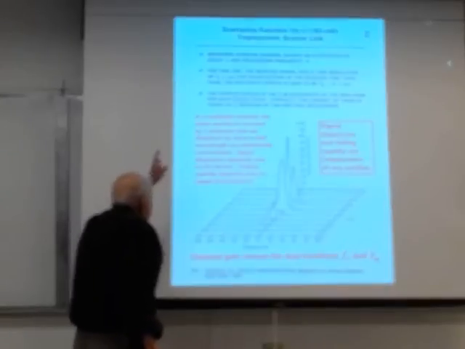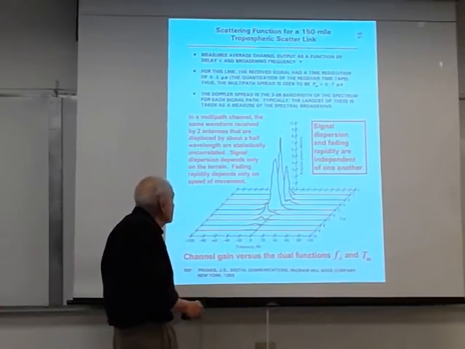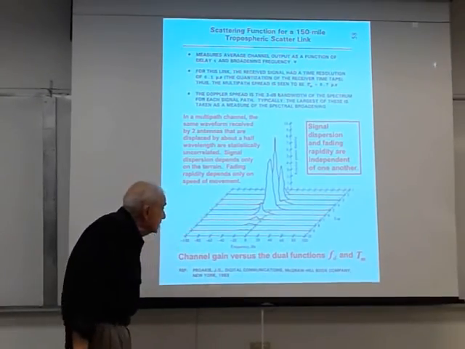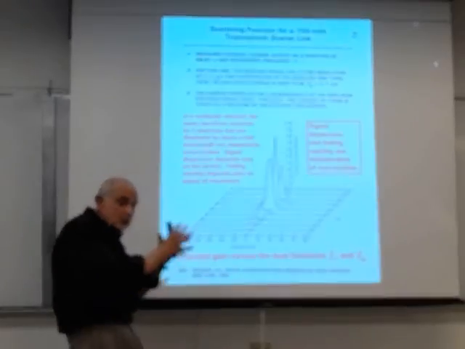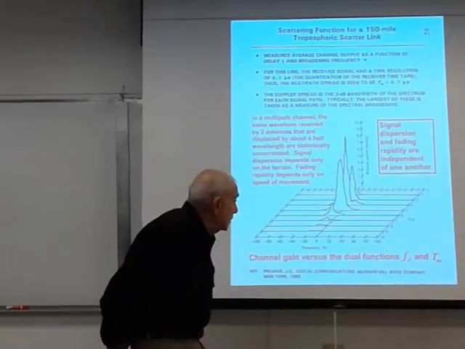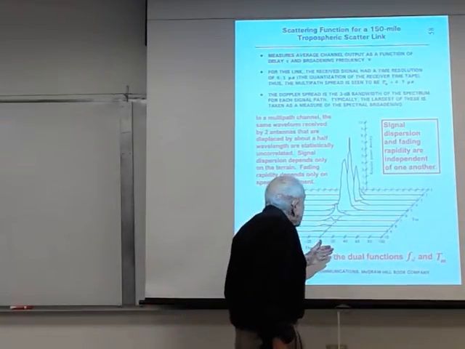In a multipath channel, the same waveform received by 2 antennas that are displaced by about a half a wavelength are statistically uncorrelated. Signal dispersion depends only on the terrain. Fading rapidity depends only on the speed of movement. And for that reason, one can come up with these volume plots, and that's really what Proakis did when he plotted things like frequency and time.